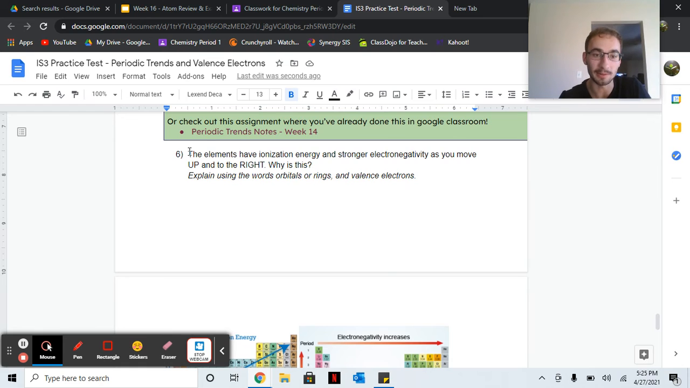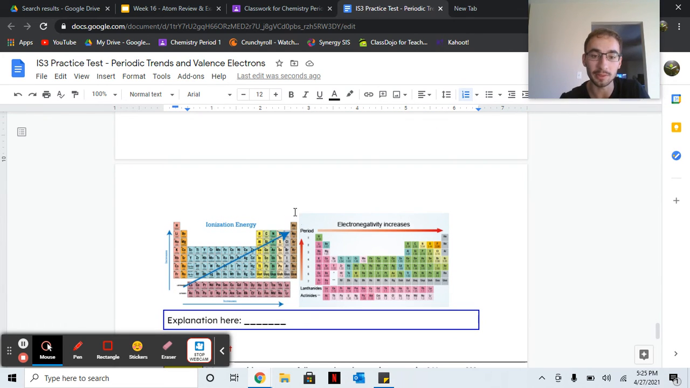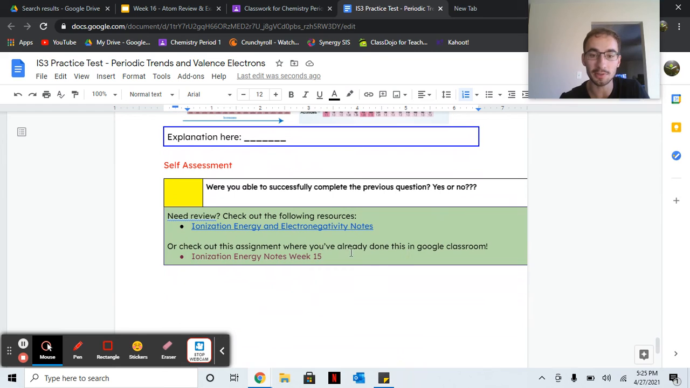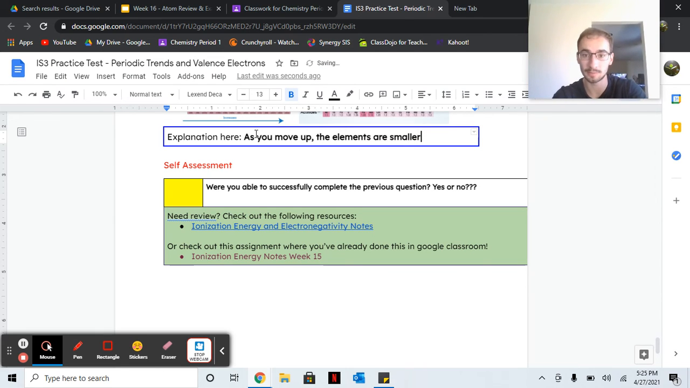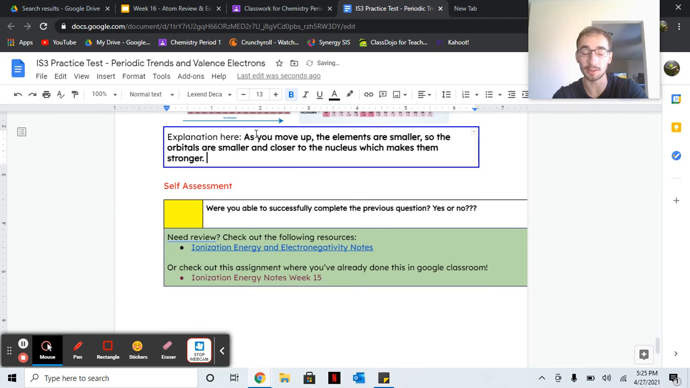Now you're doing the opposite. Why do atoms have more ionization energy and stronger electronegativity as you go up and to the right? We did this in the notes last week. The reason is, as you move up, the elements are smaller. So the orbitals are smaller, closer to the nucleus, which makes them stronger. They want electrons more, and they're going to be harder to steal from.